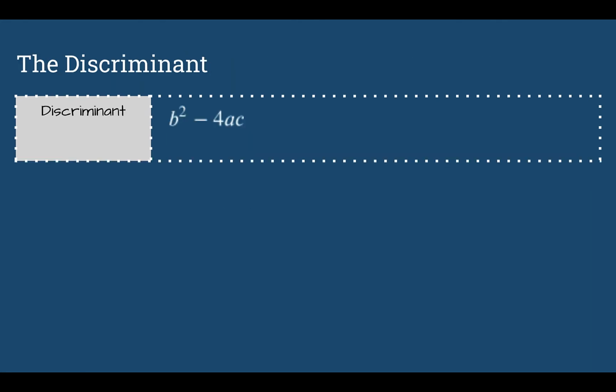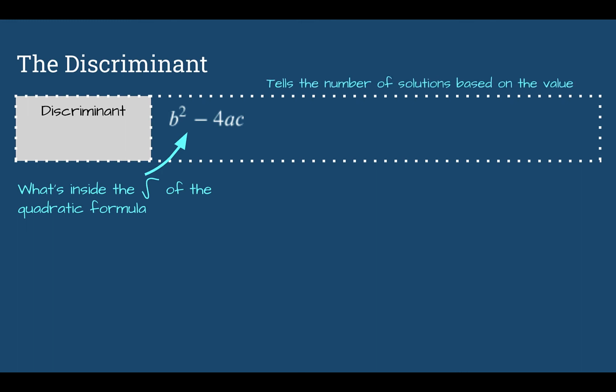Another part of the quadratic formula is what is called the discriminant. The discriminant is essentially what is inside the square root of the quadratic formula. It's b squared minus 4ac. And this value can help you predict how many solutions there are. So, based on its value, it tells you how many solutions there will be.